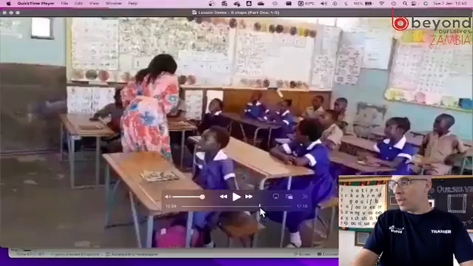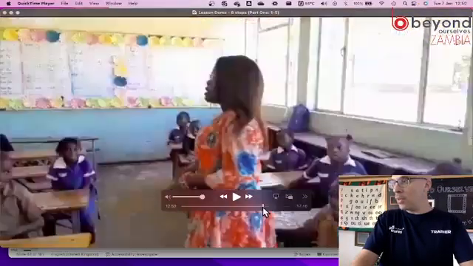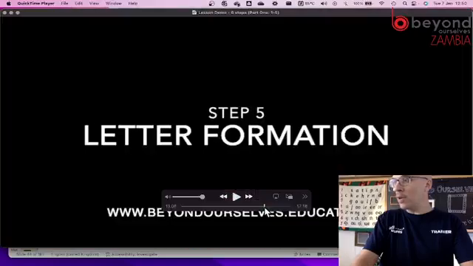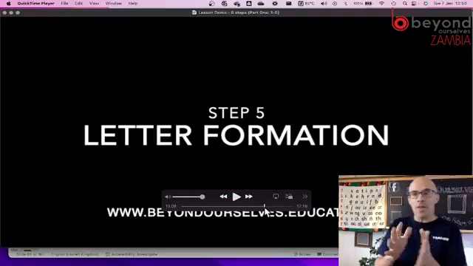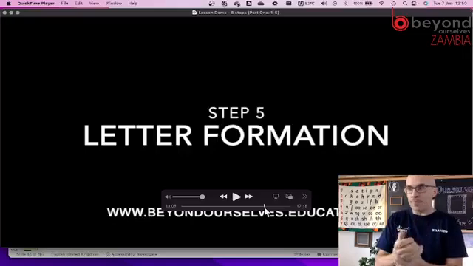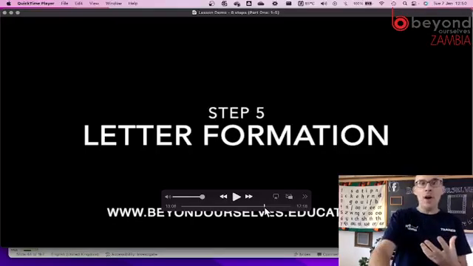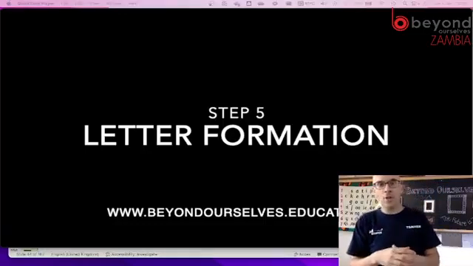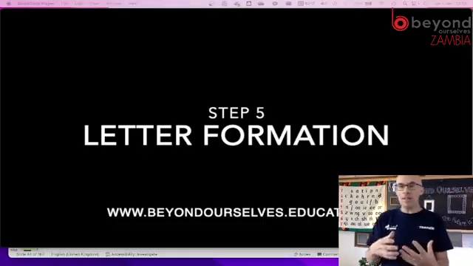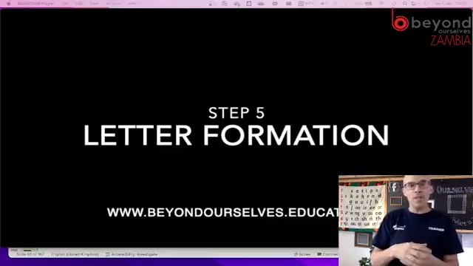So let's crack on to the next part of this, which is letter formation. So letter formation, what are the things that we're looking at? Okay, think about what's the important part of letter formation. This is the part of a lesson where we are thinking about handwriting. We're making sure that our learners can write these letters correctly. So what does letter formation look like in a lesson?